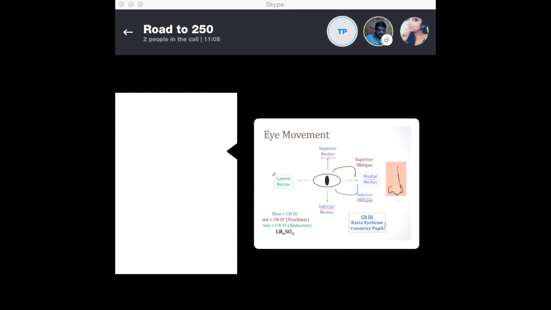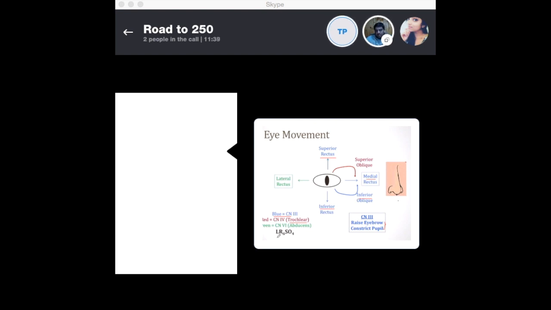Here, your lateral rectus will basically have a lateral movement, your superior oblique basically an inward and downward movement, and medial is medial towards the nose. And then this is the inward and upward movement. So the blue ones are all your cranial nerve 3. The red ones are your cranial nerve 4, your trochlear nerve, which we'll talk about. And then the green is your abducens nerve, which just does one muscle.